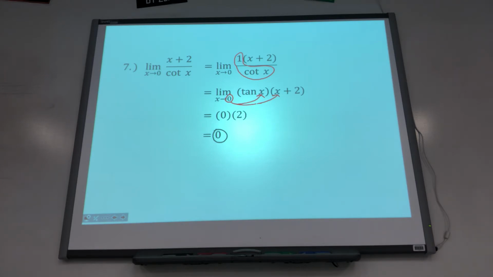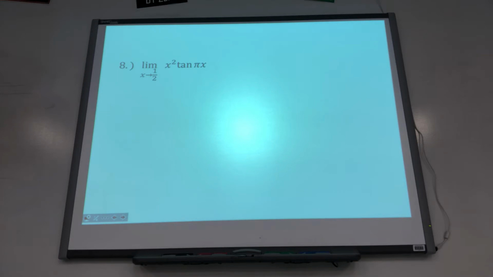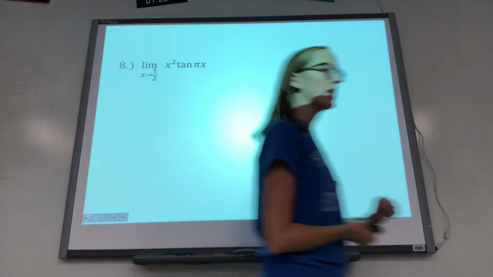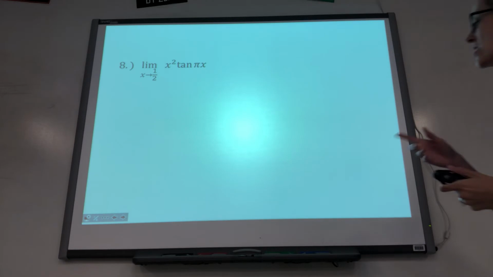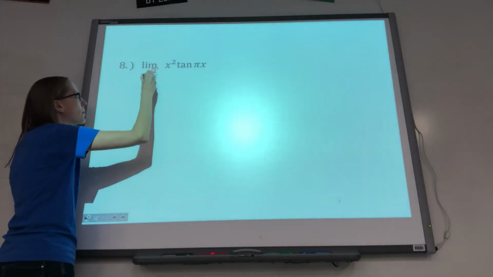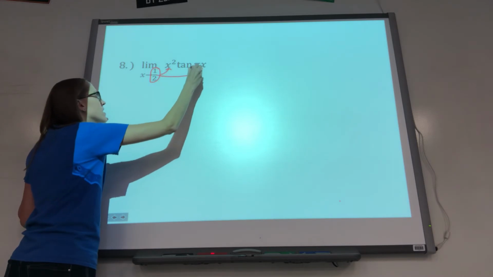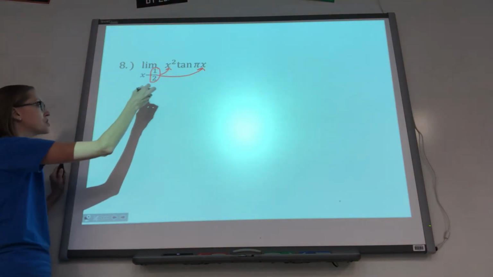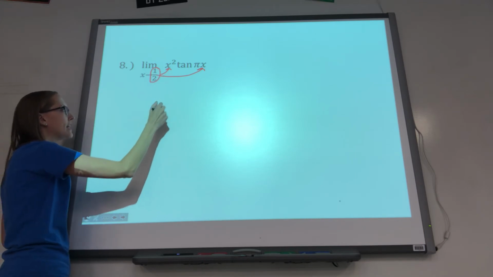Alrighty, now last one here. This is number 8. Should have a decent amount of homework time. We have the limit as x approaches 1/2 of x squared times tangent of pi x. X squared times tangent of pi x. All right, well, first thing to do in any limit problem, plug in the value that you're approaching. Now let me show that work right here real quick.